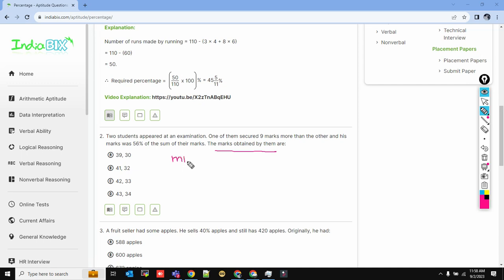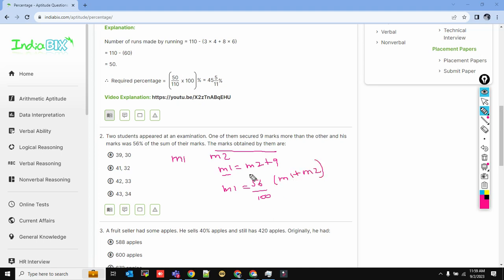So give a letter for both the students, right? Student 1 let's be M1, student 2 mark will be M2. One of them scored 9 marks more than the other, so M1 is M2 plus 9. This is one equation. And this guy's mark was 56% of the sum of their marks. So this will be 56% of M1 plus M2.